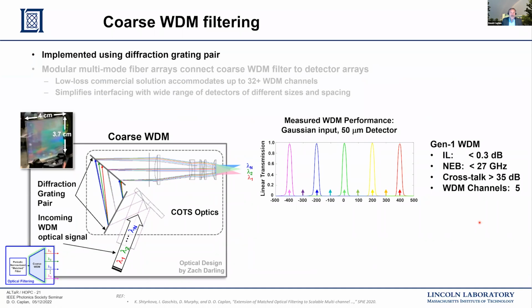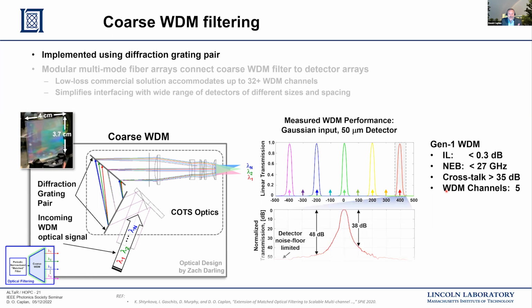The next element in our design is the coarse WDM optical filtering, which we implement using a pair of transmissive diffraction gratings shown here in the lower left. In this case, a wavelength division multiplexed signal stream is directed through the transmissive gratings, first and second, and then directed using commercial off-the-shelf optics to the detector of interest with the individual pass bands separated spatially. For our initial set of measurements, we made transmission measurements using a 50 micron detector. And you can see measured 5-channel WDM transmission performance. The insertion loss was exceptionally good with loss less than 0.3 of a dB, narrow noise equivalent bandwidth, good rejection.